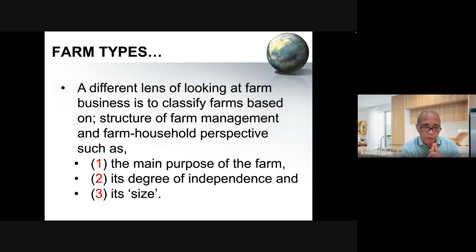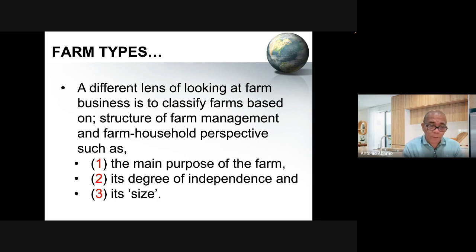That is the very first thing, so that your effort will be based on the intended direction of the farm. If it is a commercial operation, then we see whether it is producing enough surplus for the market. If it is for subsistence, is it producing enough food or feed, for example? The main purpose of the farm is very important. Then its degree of independence, meaning, is it a standalone farm where you can make decisions within the farm aside from other external factors? Or what about its size?